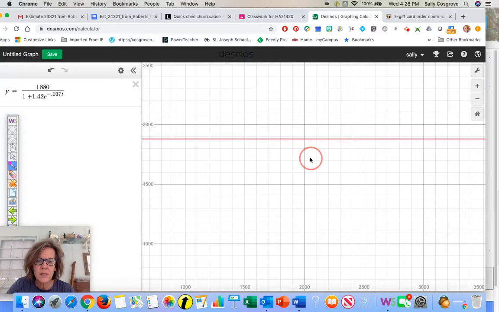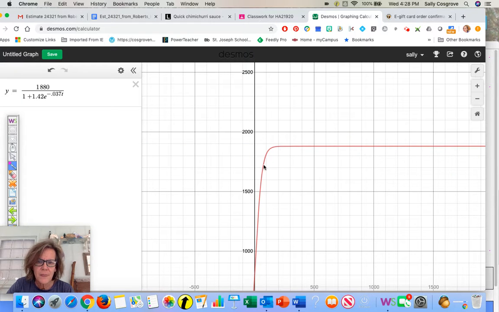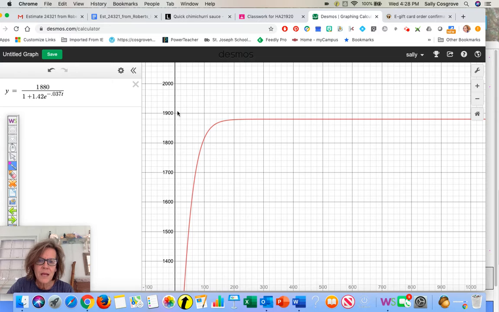If we look, let me come back over here. This is 1500, 16, 17, 18, 19. This is 1900. And that's 20, 40, 60, 80. So it seems to flatten out at 1880. And you know what? It does. And we could have predicted that based on the equation.